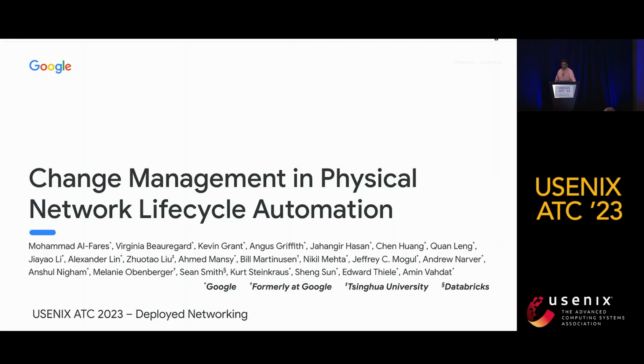Good afternoon, everyone. My name is Mo, and I'll be presenting our deployed systems paper entitled Change Management in Physical Network Lifecycle Automation, which is quite the mouthful. The paper talks about our experiences at Google to support network change management at scale over the last few years. Obviously, this is joint work with many of my colleagues at Google across dozens of teams. I'm presenting on their behalf.